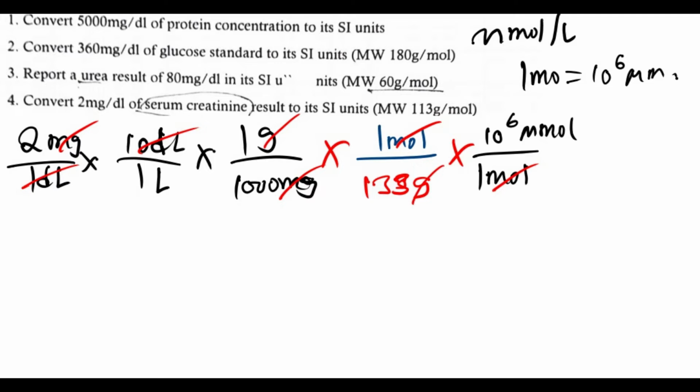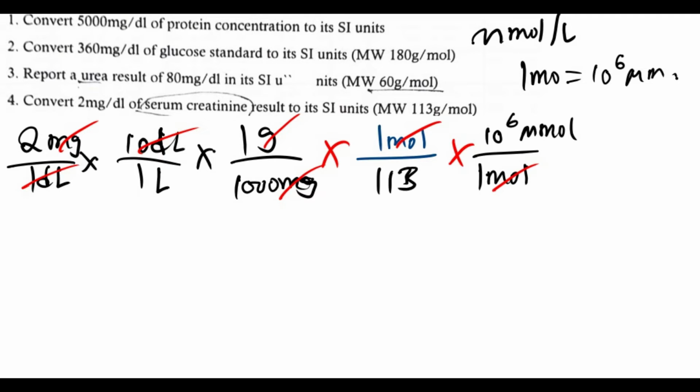Okay, so we started from here, 2 milligrams per deciliter. I have converted this one deciliter to liter, which is 10, which is okay there. Then here this is 1,000, that is grams. So the molecular weight, you follow what we have been given, in this case is 113. Again, I'm using 133. I don't know what is happening.